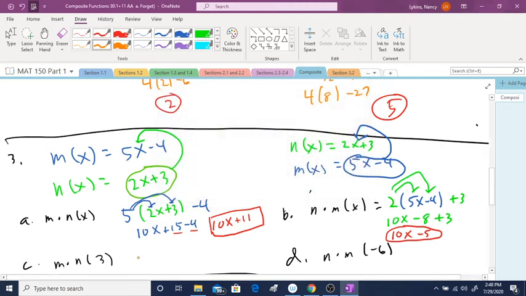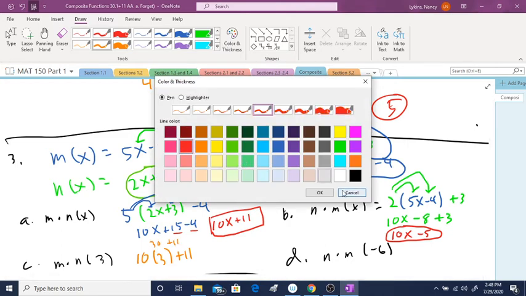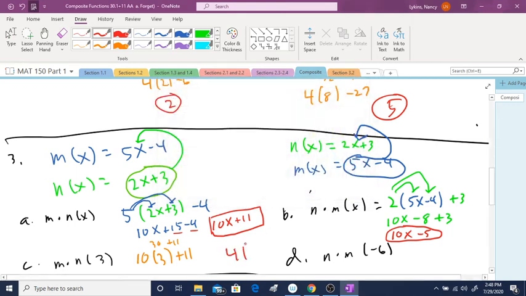So now what I want to do is take my 10x from my answer in part A. I'm going to plug in the 3, so 10 times 3 plus 11. 10 times 3 is 30 plus 11. You'll get a grand total of 41.